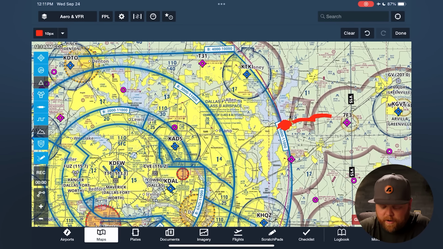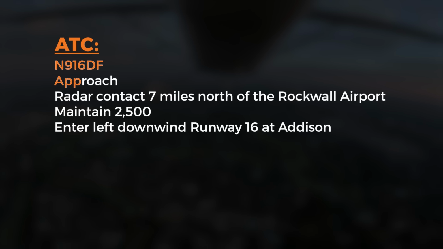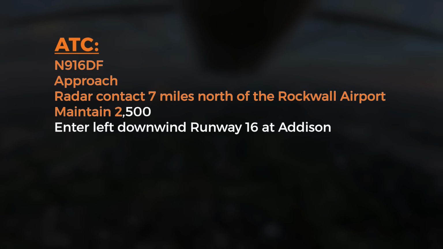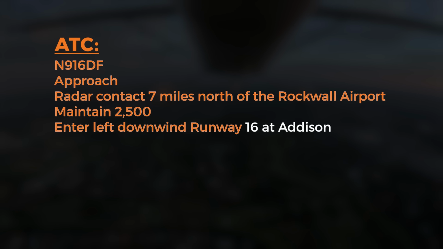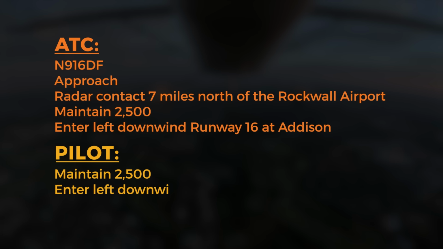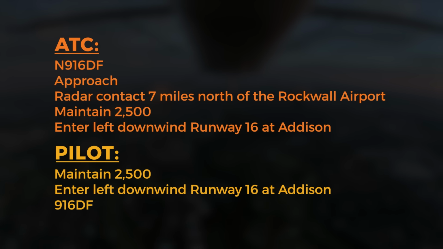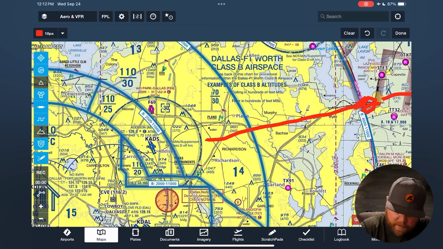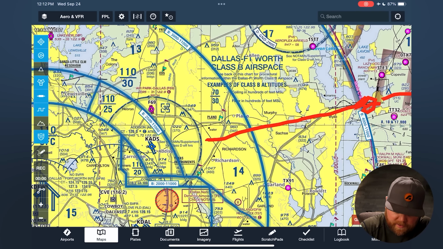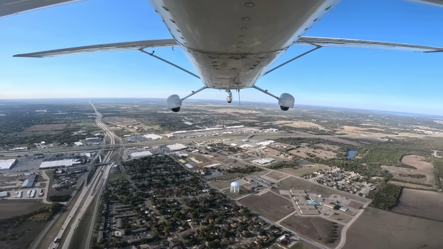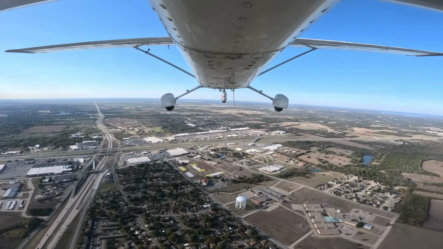They're going to pick you up on radar, and then they're going to call you back. November 916 Delta Foxtrot, approach, radar contact 7 miles north of the Rockwall Airport. Maintain 2,500, enter left downwind, runway 16 at Addison. And you'd respond, maintain 2,500, enter left downwind, runway 16 at Addison, 916 Delta Foxtrot. So we're flying along here. Again, this is why it was helpful to review the segments of the airport pattern, because if they're saying enter a left downwind for runway 16, that means our aiming point is going to be somewhere around here to enter the left downwind. So we're cruising along, and now we're expecting a handoff to tower.